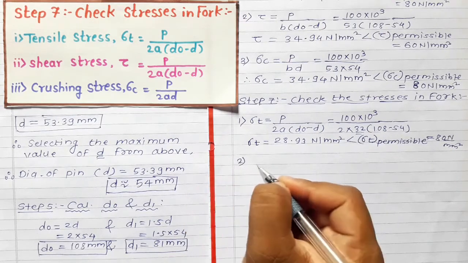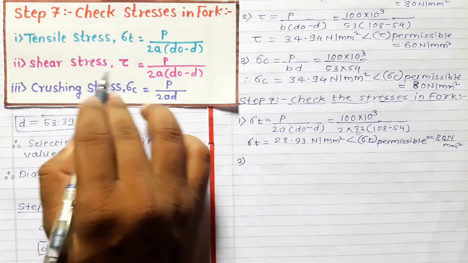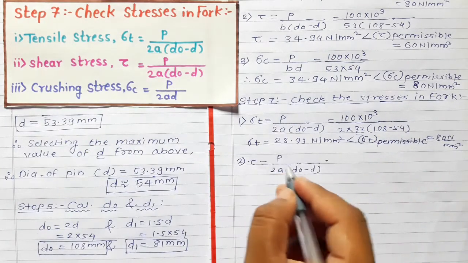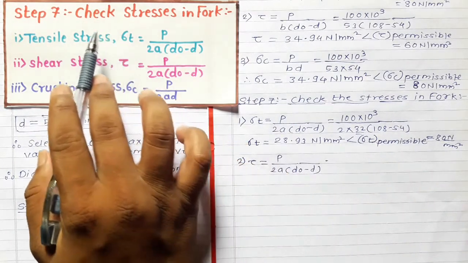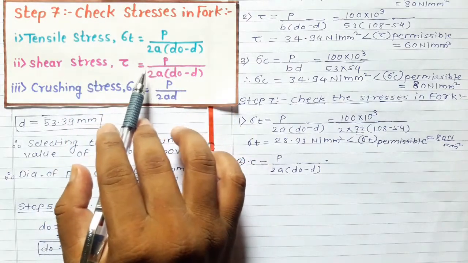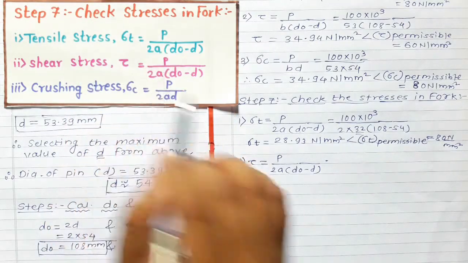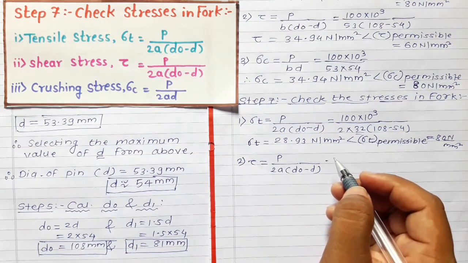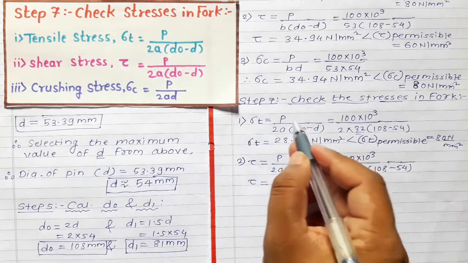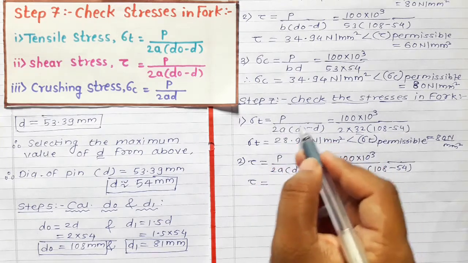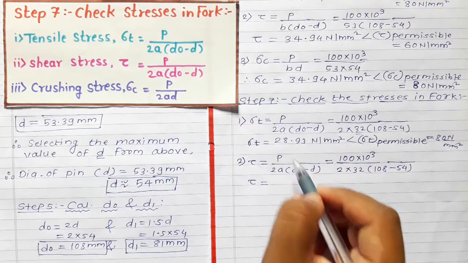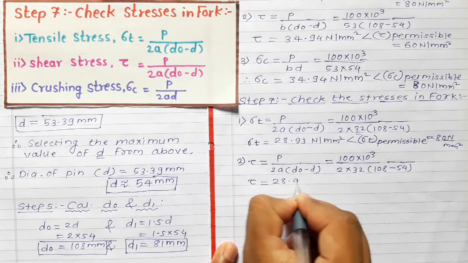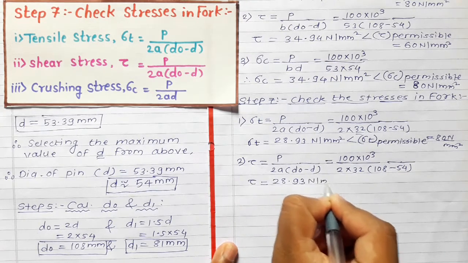Now let us check the second stress, that is shear stress tau. I have written this equation from the design procedure, from step number 7, that is the equation for shear stress in the fork. Now let us put the value of P, A, Do and D. As the RHS of this equation for sigma t and this tau is the same, we will get the same answer of this RHS. So the answer will be 28.93 Newton per mm square.